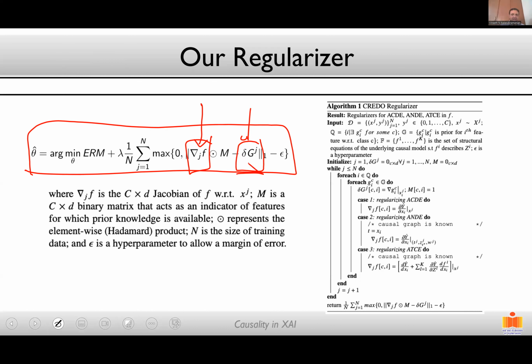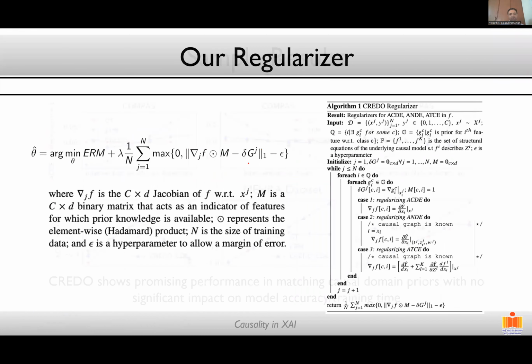We say that if somebody gives us a domain prior of a variable connecting to an output, we should ensure that the gradient of the neural network should match the gradient of the domain prior. Very simple, but we actually show that doing it this way satisfies all the properties that we came up with and makes the causal effects identifiable. And hence we can check whether the causal effect that we are learning through this procedure matches the causal effect that we're really looking for in a neural network.